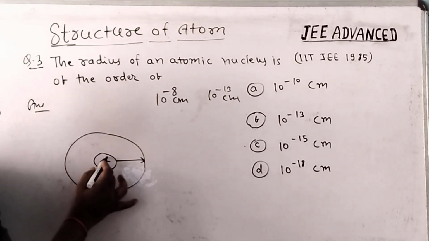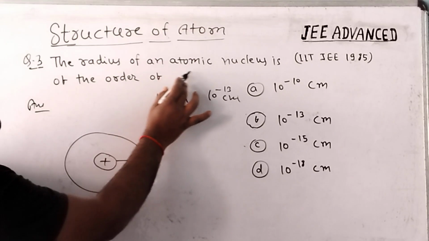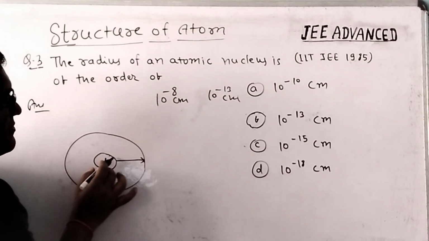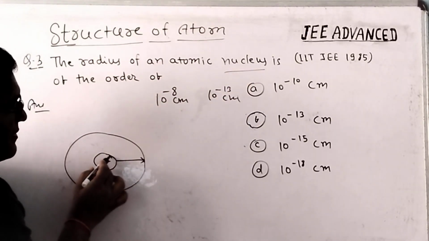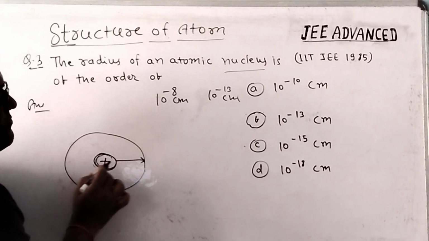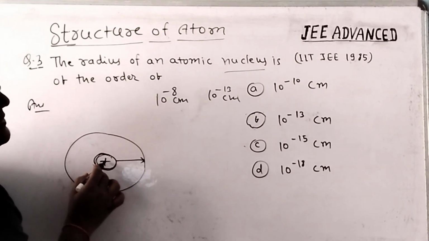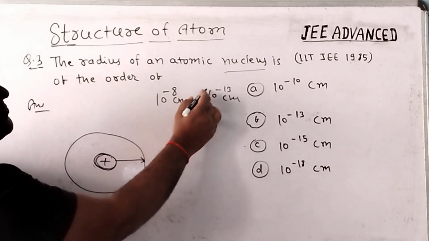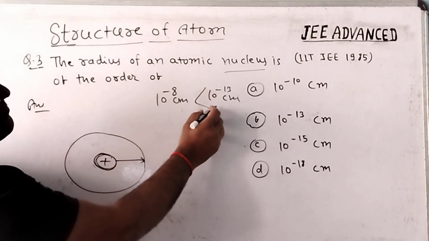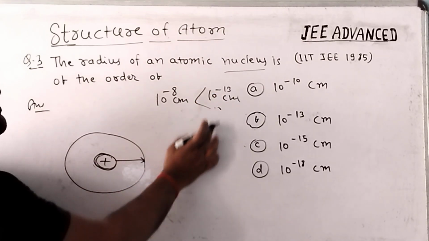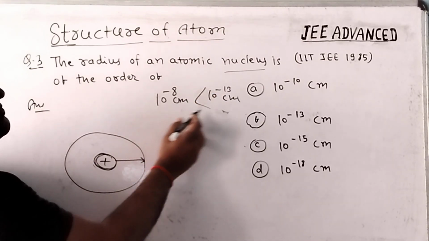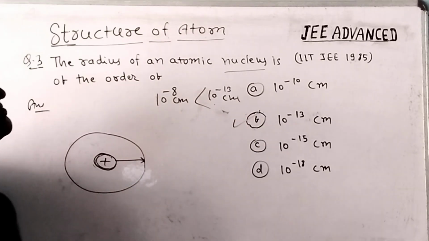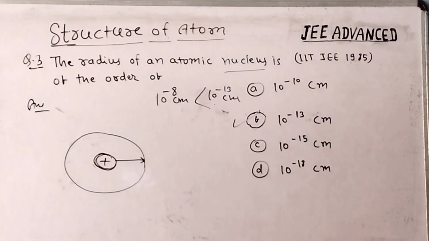Now radius of nucleus, according to the question, the radius of an atomic nucleus, nucleus means nucleus. So the radius of the nucleus is very much less than the radius of the atom. So this is the radius of the nucleus. Okay, this is the radius of the atom. So option B is correct. You can take a screenshot.